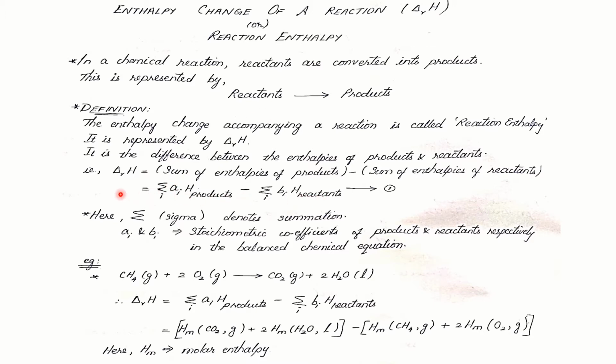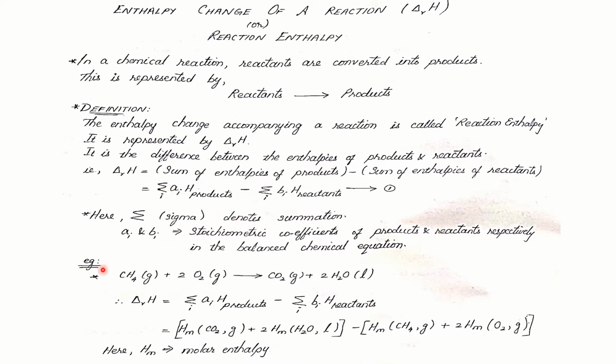Here, delta R H, the enthalpy of reaction, is equal to sigma a_i H products minus sigma b_i H reactants. Here H products and H reactants indicate the enthalpies of products and reactants respectively. a_i and b_i denote stoichiometric coefficients of products and reactants respectively in the balanced chemical equation. And here the symbol sigma denotes summation.